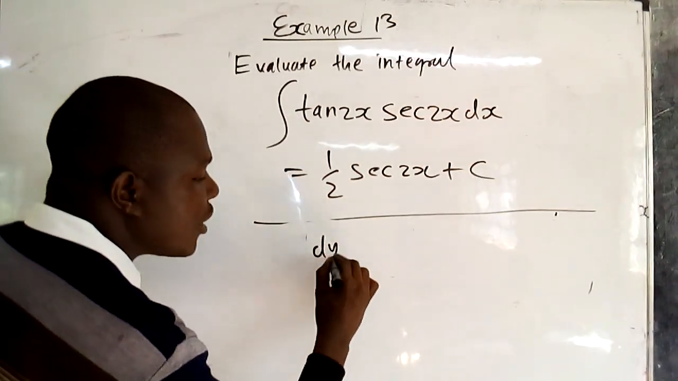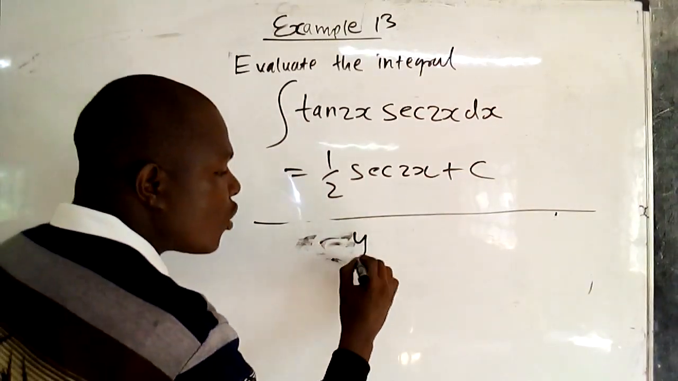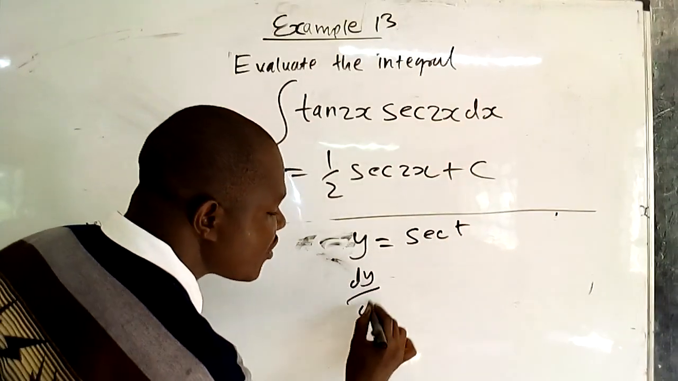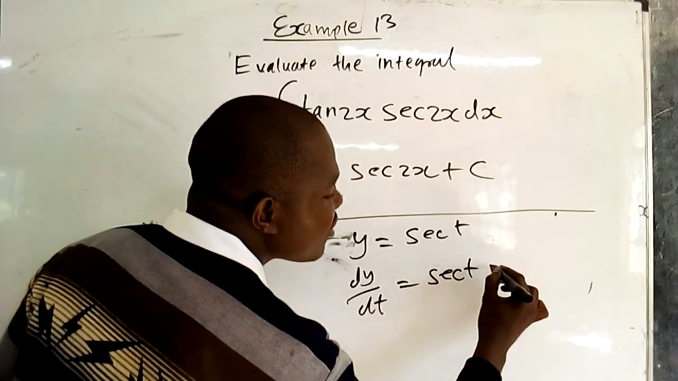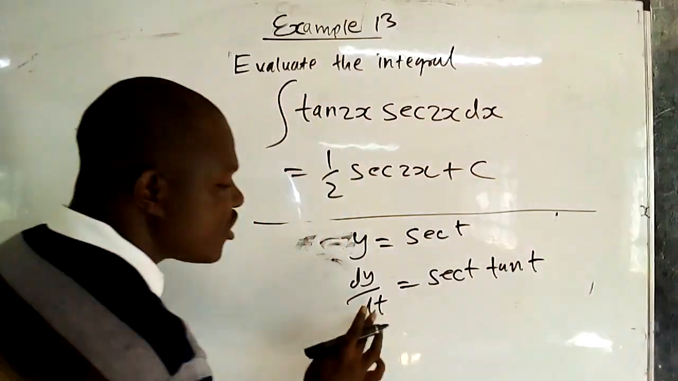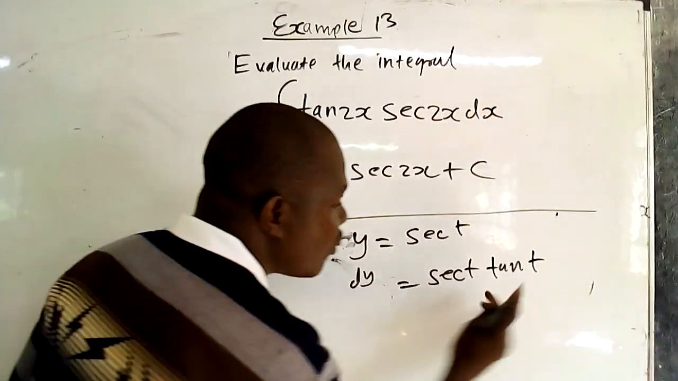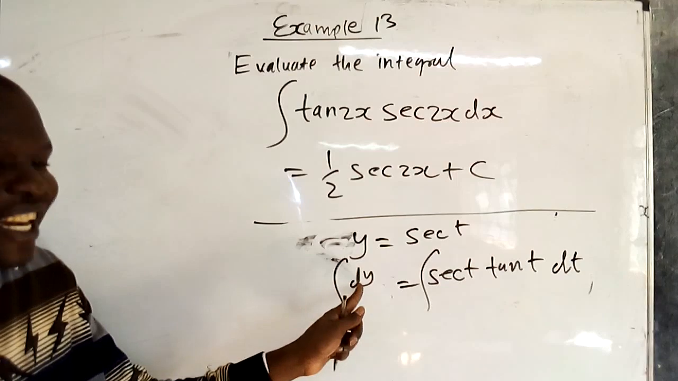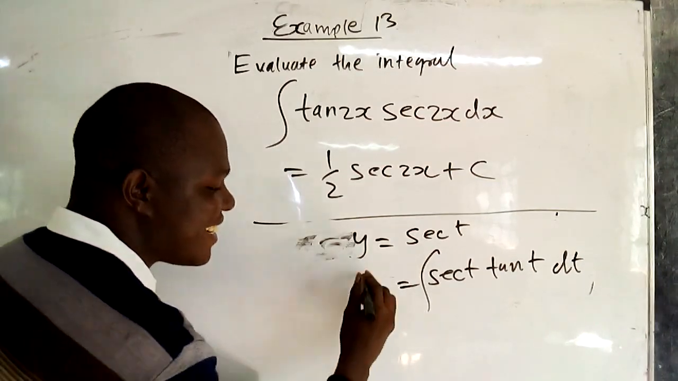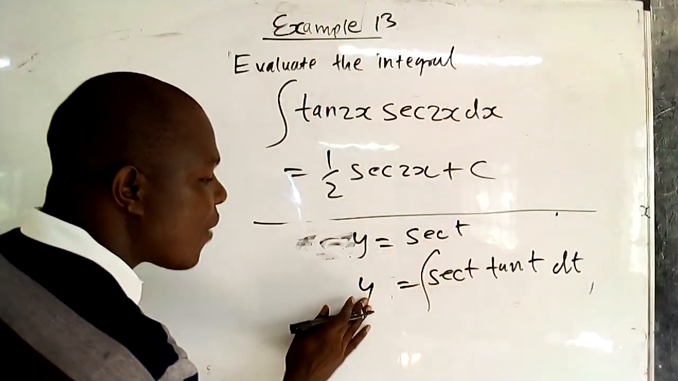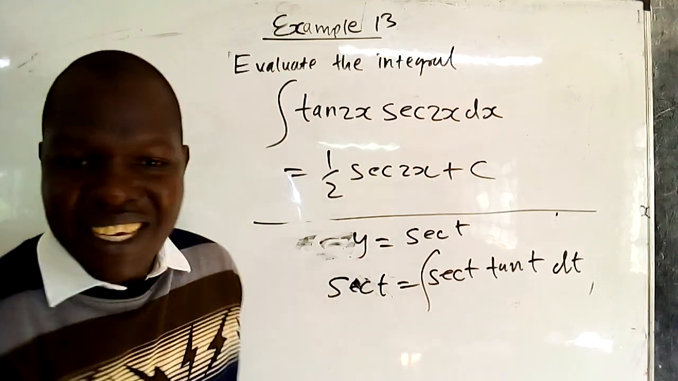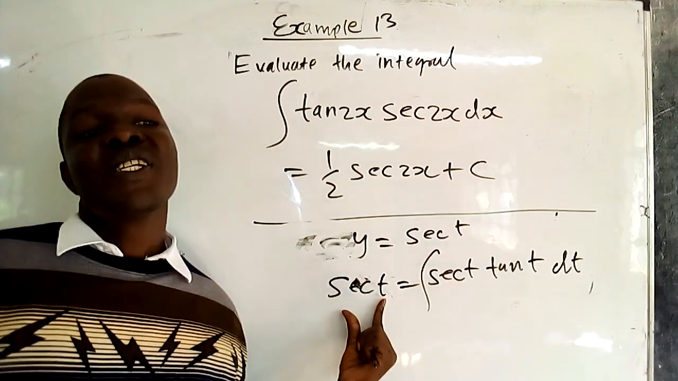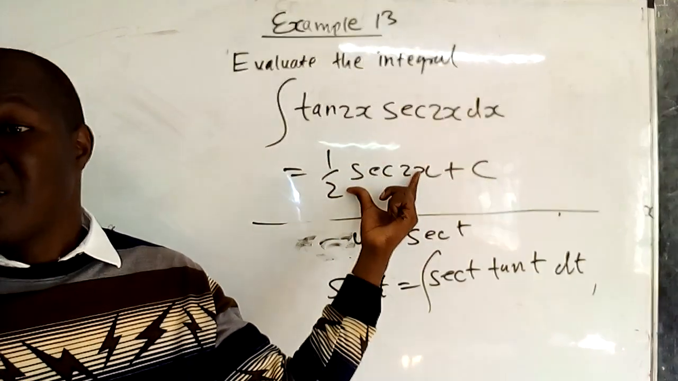You've seen that when you have y equals sec t, then dy over dt we found is sec t tan t. So if you take dt the other side, and introduce integral on both sides, if you integrate dy, you remain with y. But what is y? Y is sec t. So using a standard integral, if you are integrating sec t tan t, you will always get the answer to be sec t. Standard integral.